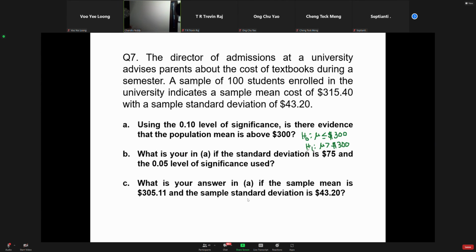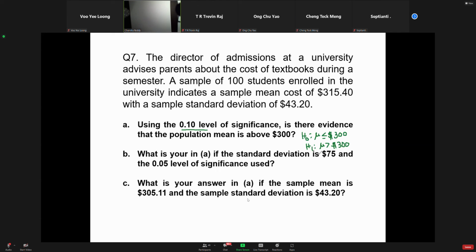All right. So using the 0.10 level of significance, is there evidence that the population mean is above $300? So the null hypothesis is that it is less than or equal to $300. The alternate hypothesis is that it is greater than $300. So we need to test this hypothesis.